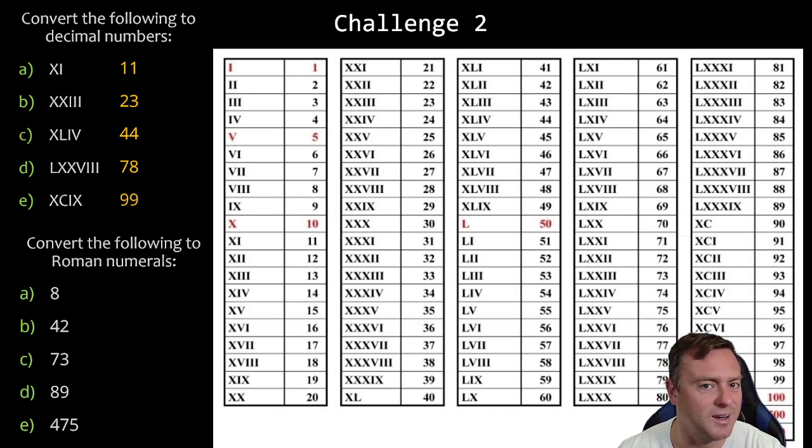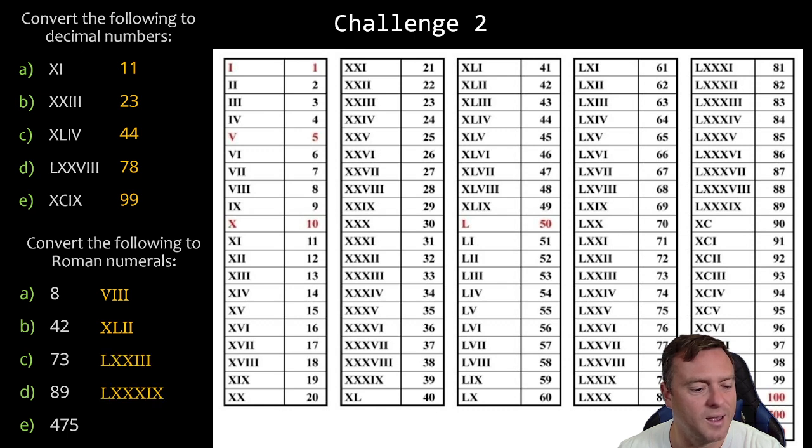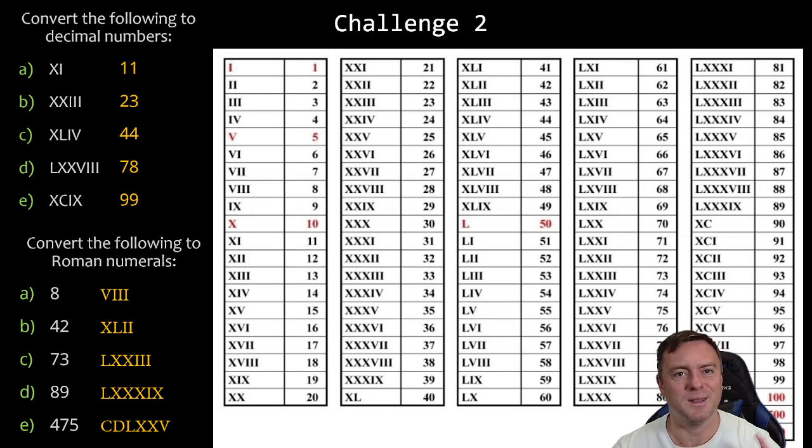XCIX then gives you 99. And then we convert the following Roman numerals. So 8 is VIII, 42 is XLII, 73 is LXXIII, LXXXIX is 89, and then CDLXXV is 475. So hopefully you've seen the patterns there.